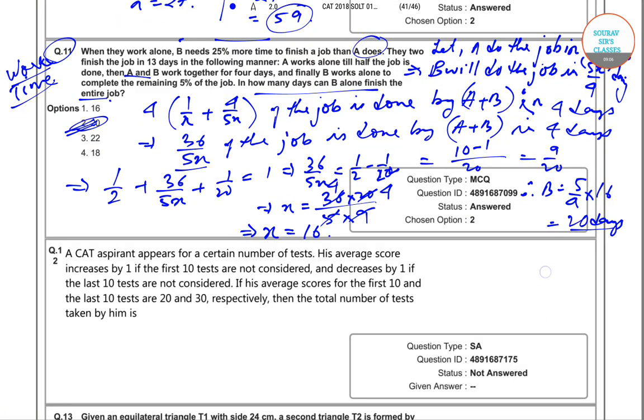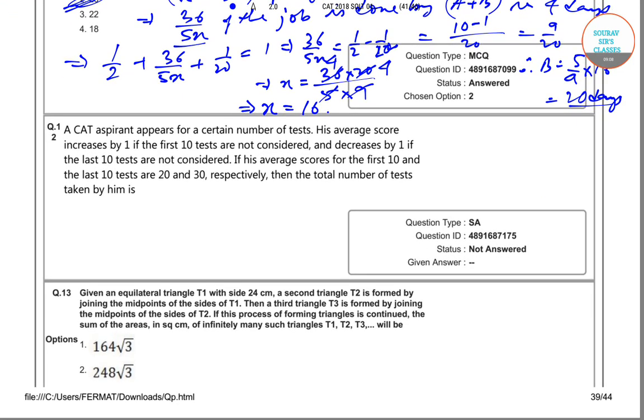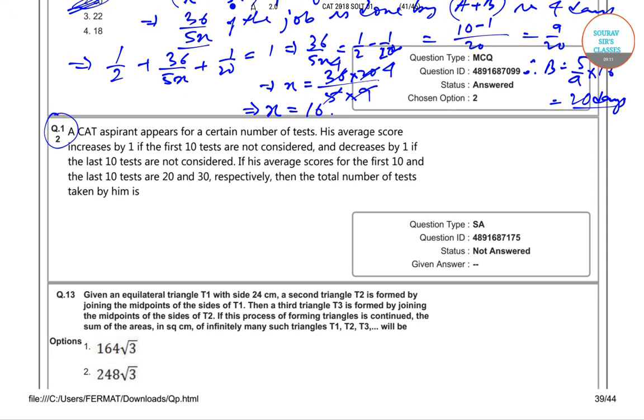Okay, let's move to the next question, which is question number 12. In this question number 12, it has been said that a CAT aspirant, as we all know, has to appear for mock tests and all those things before getting into the real test. So a CAT aspirant was also doing the same thing. Now his average score increased by 1 if the first 10 tests are not considered, and decreases by 1 if the last 10 tests are not considered. His average score for the first 10 and the last 10 tests are 20 and 30 respectively.